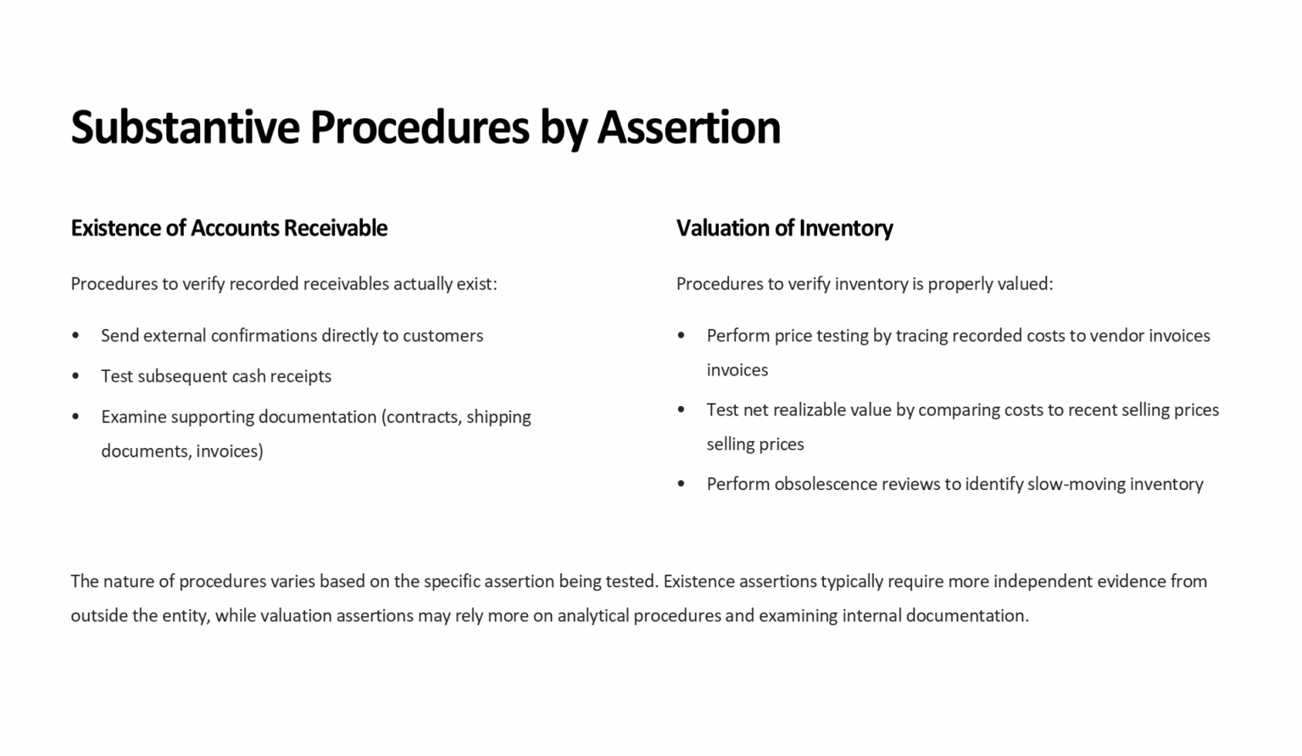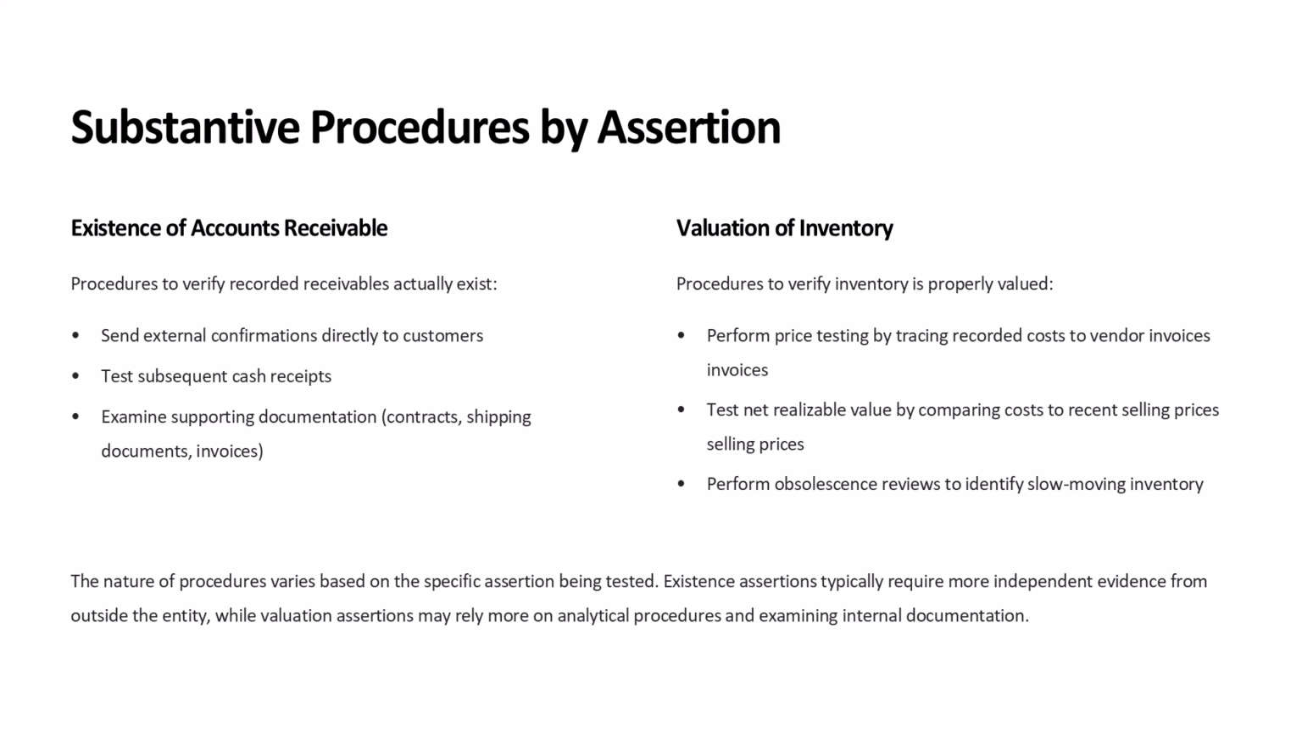For the valuation of inventory, which addresses whether inventory is properly valued at the lower of cost or net realizable value, we would typically perform price testing by tracing recorded costs to vendor invoices or other cost records, test net realizable value by comparing recorded costs to recent selling prices, less costs to complete and sell, and perform obsolescence reviews to identify slow-moving or damaged inventory that may require write-downs.